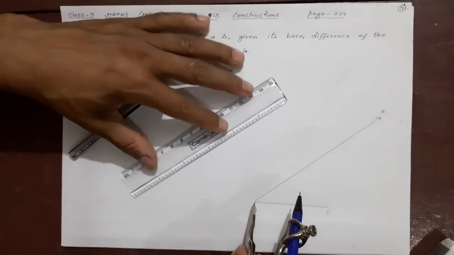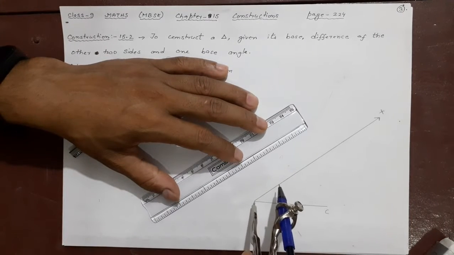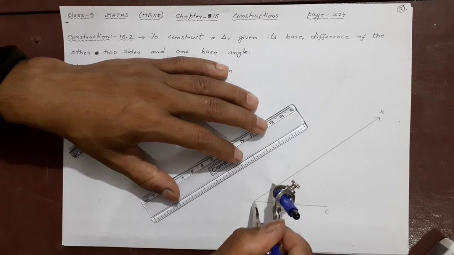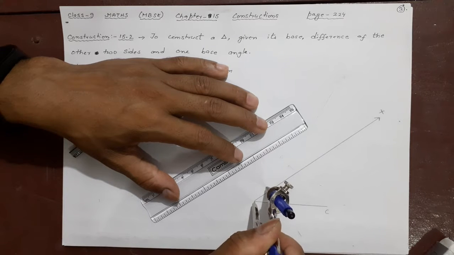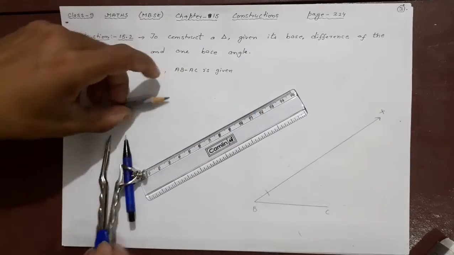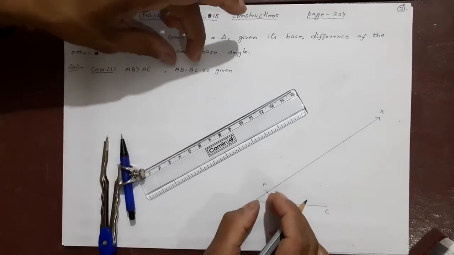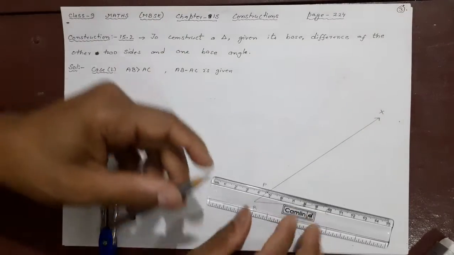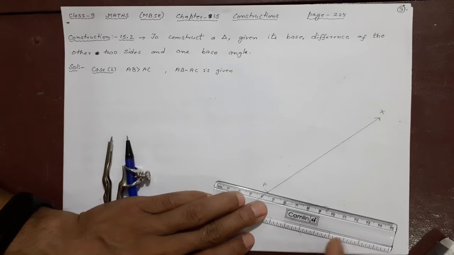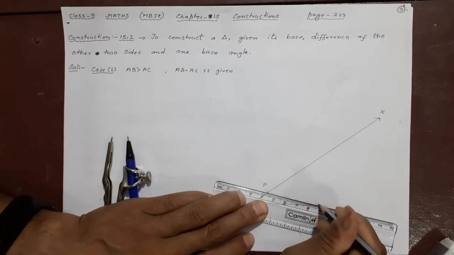After that, what is the difference between them? AB minus AC will be, suppose, very small, somewhere here. Usually it is small, because that is the difference between the two. So suppose it is here, that will be P. That is the difference, AB minus AC is BP. After that you are going to join P and C, just like the previous one. PC is always meant for joining.